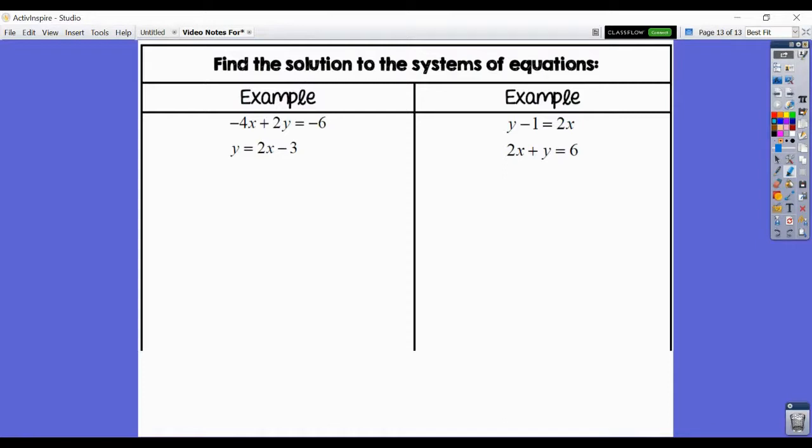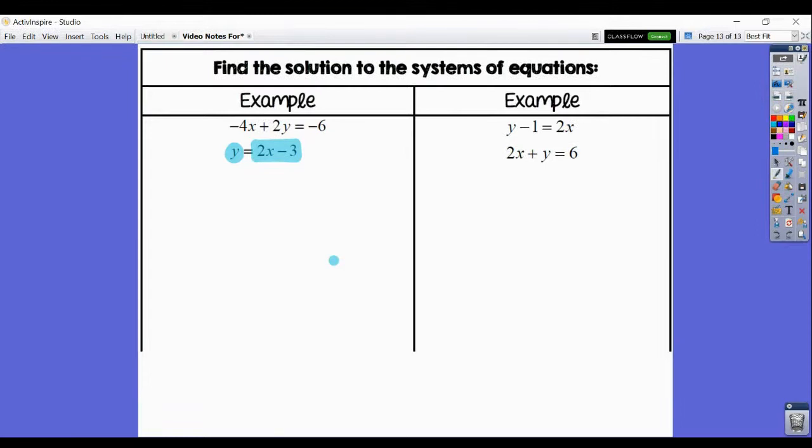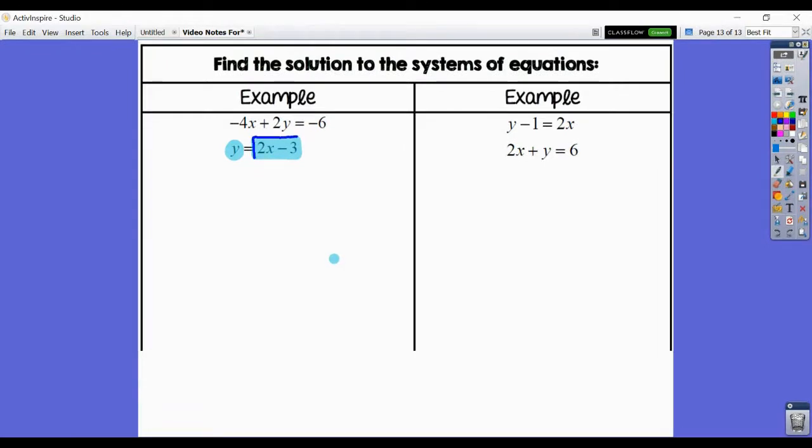So for my first example, I have negative 4x plus 2y equals negative 6 and y equals 2x minus 3. Identify the equation that has a variable by itself. That will be this equation here, where y is equal to the expression 2x minus 3. Once I know what y is equal to, that's exactly what I'm going to erase and replace in the y of the equation where y is not by itself.